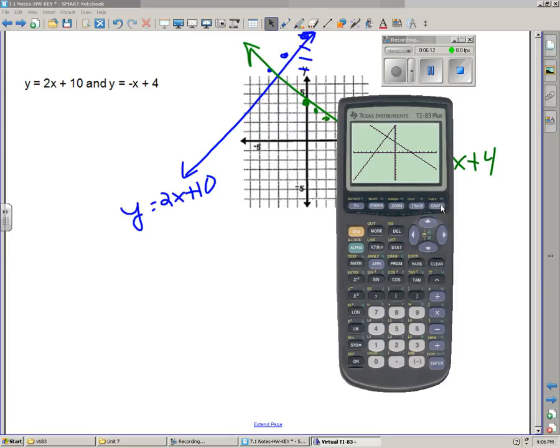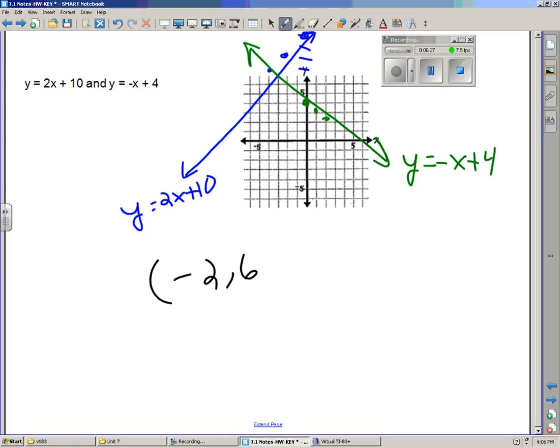So it's going to be negative, positive. Let's see what it is. Second trace, intersect. I'm just going to hit enter 3 times. Enter once, enter twice. Give me a guess. Negative 2 comma 6. All right, so the work is the graphs, the solution, negative 2, 6.